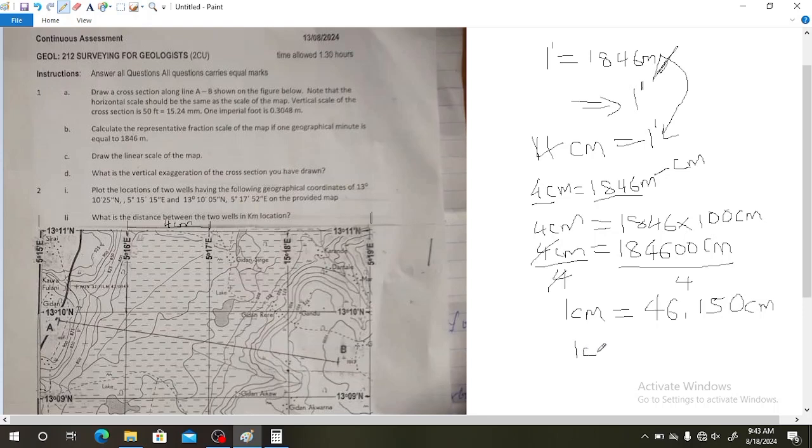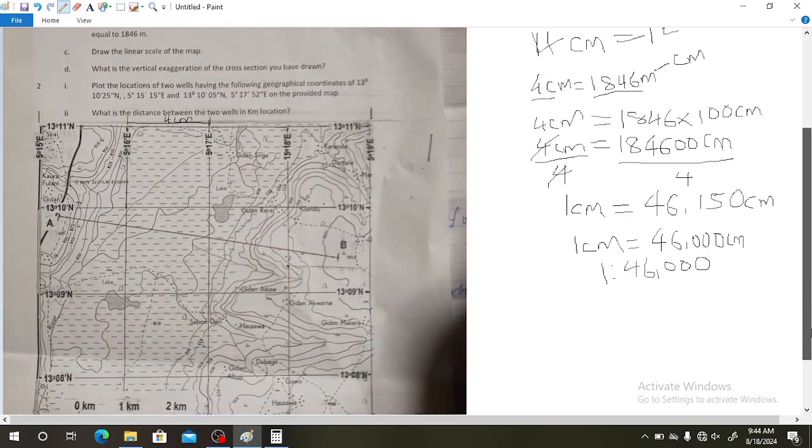1 centimeter is equal to 46,000 centimeter. That is 1:46,000. This is the scale of the map.